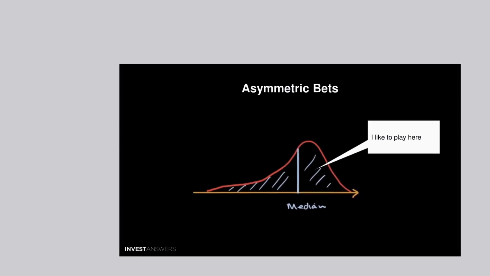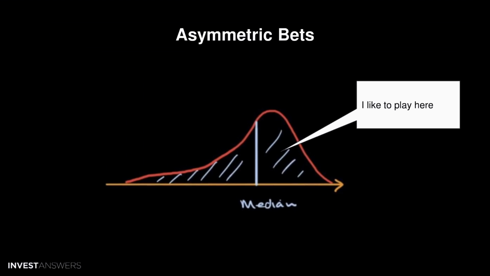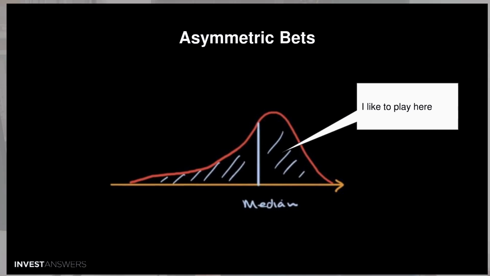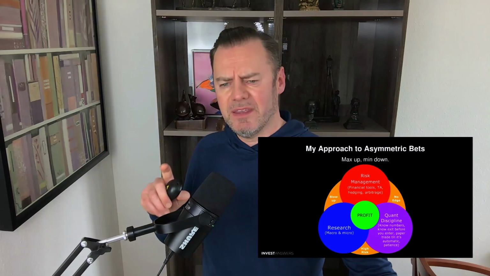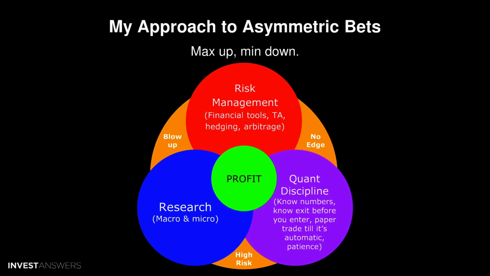And of course, I like asymmetric bets. I like the odds on my side, and the way I do that, and just a reminder to everybody, my approach to investing is risk management using financial tools, technical analysis, hedging, and arbitrage. I do a lot of research, both macro and micro, and quant. A lot of numbers you need to analyze, like Black-Scholes options pricing models, practice with paper trading, etc.